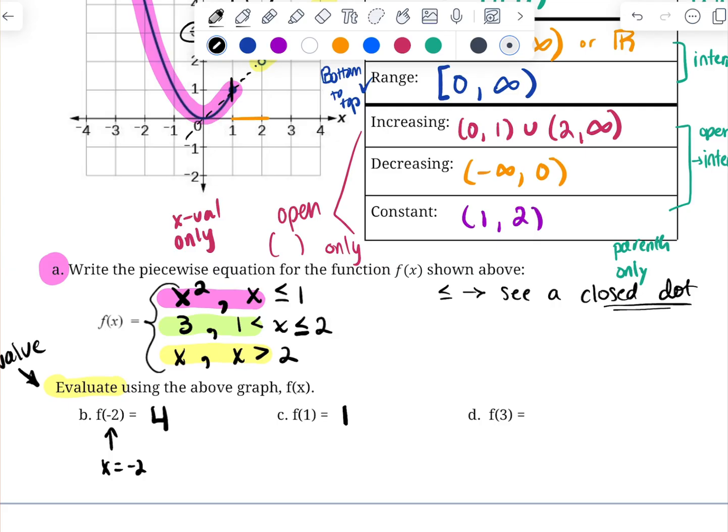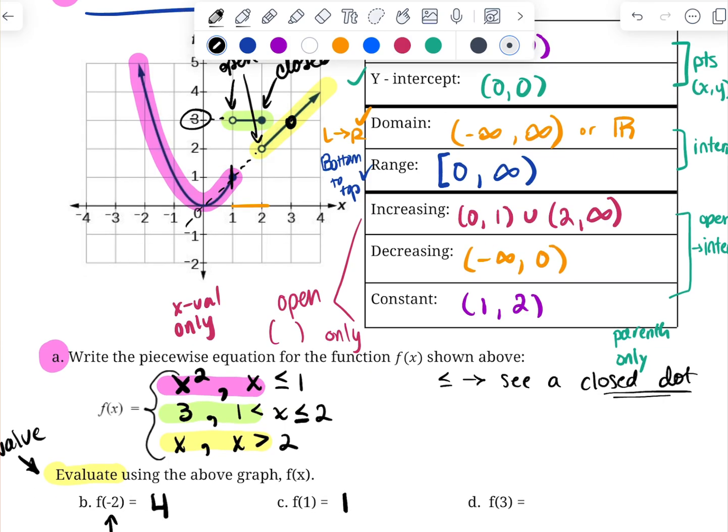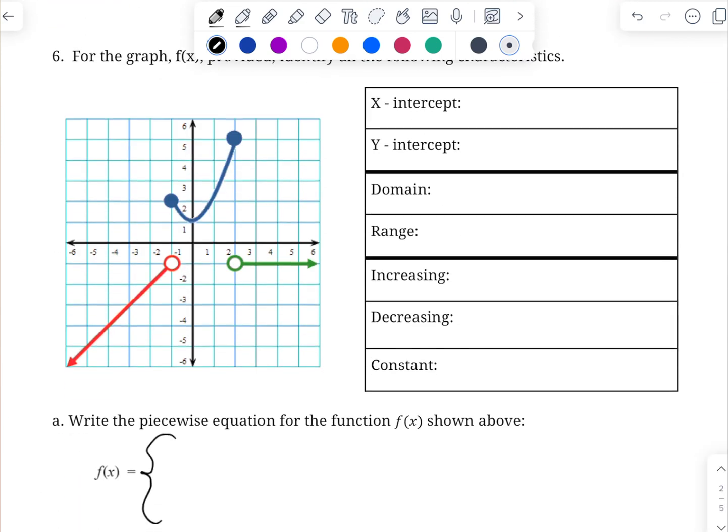And then f of 3 is going to be right here at 3. It's going to be right here. All right? So lots of ways to do that. You could use the graph or the equations, your call. All right, moving on to the next page.